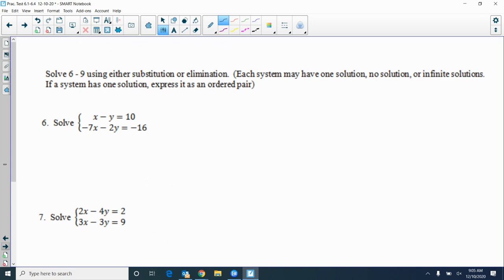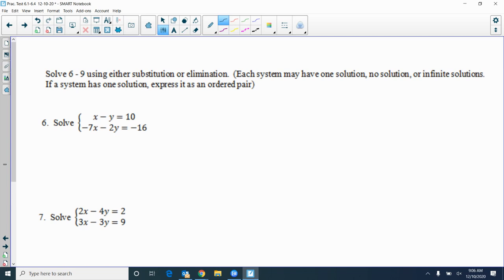All right, let's do number 6 here. x minus y equals 10 and negative 7x minus 2y equals negative 16. What do we think? This one, I could do kind of either way. I would probably choose one over the other, but somebody tell me which way do you want to solve it? Austin, do you want to do substitution or elimination? What do you need more help with? Pick that one.